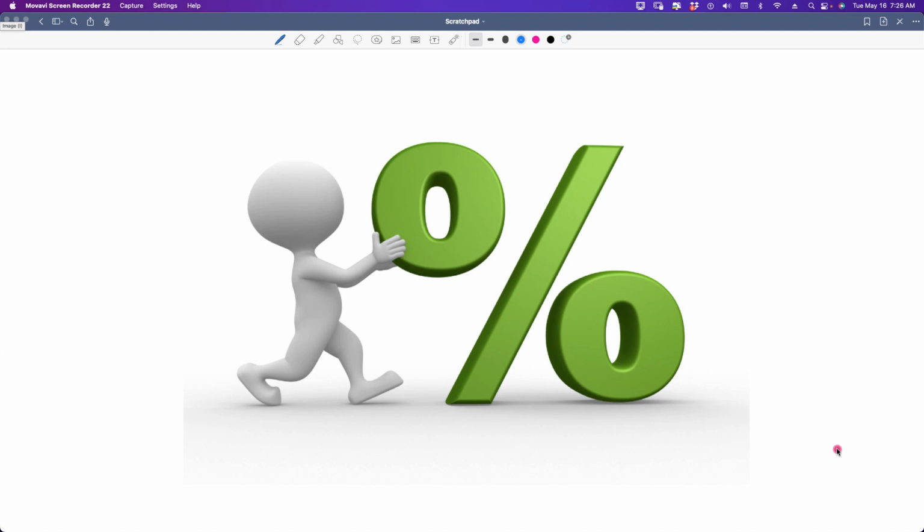Welcome to Consumer Math, Lesson 1.2. Today we're going to discuss percent. The word percent means per 100 or for each 100. Percent is just another way of expressing hundreds.